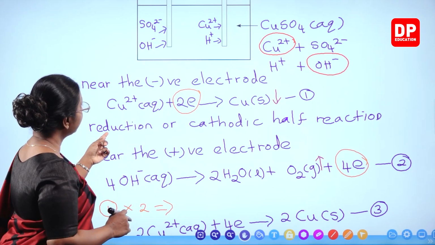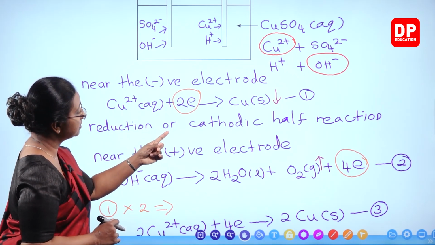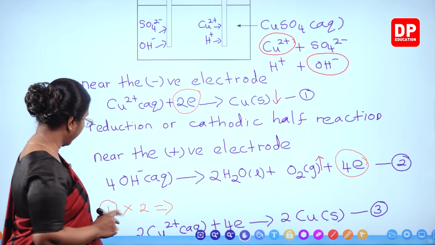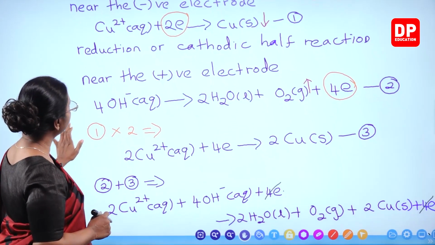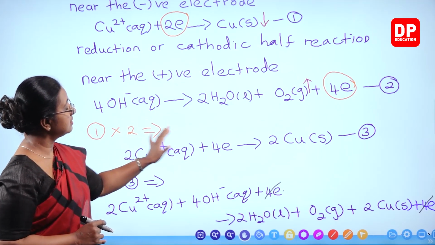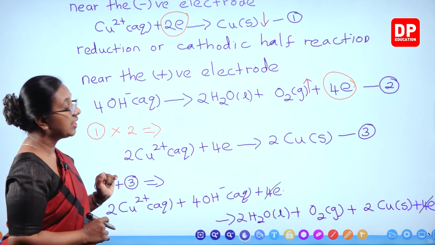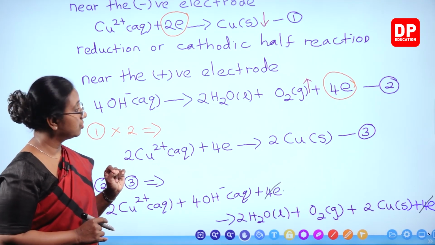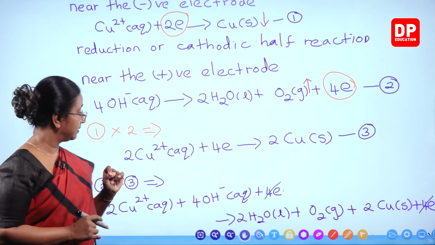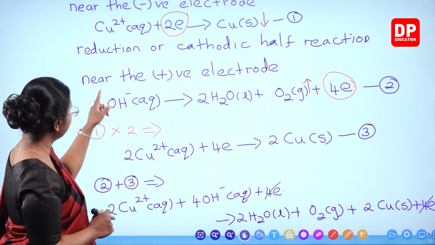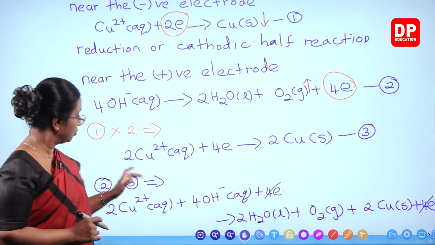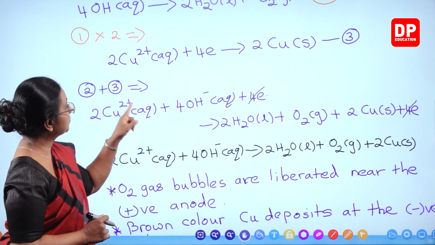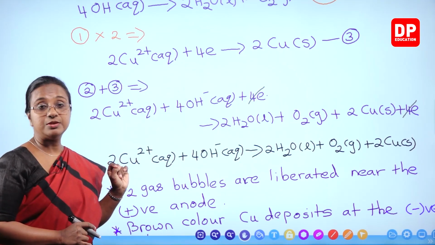So near the negative electrode, copper takes up electrons, deposits as copper solid. So that is the reduction or cathodic half reaction. Then near the positive electrode, 4 OH minus ions get oxidized to become 2 water molecules, 2 H2O liquid and 1 oxygen gas, O2 gas, losing 4 electrons. In order to balance the reactions, we need to multiply the first reaction by 2. So that becomes 2 Cu2 plus aqueous plus 4 electrons becoming 2 Cu solid.